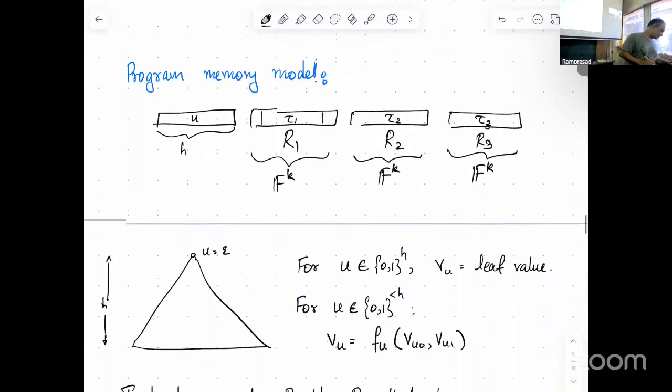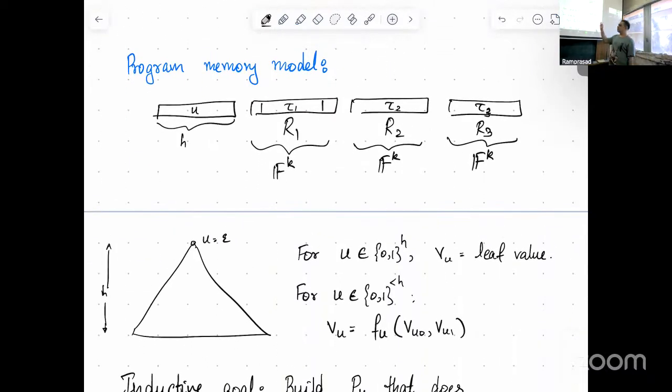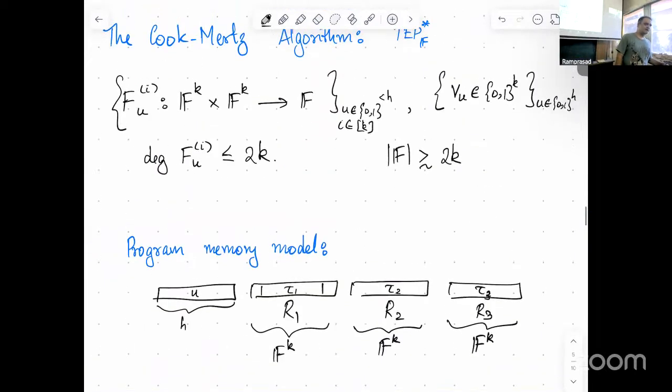Good. And let's pick some notation. Let's call V_U, when U is of maximal length, that is, of length h, the leaf value. Otherwise, V at any intermediate node is you just compute the corresponding function. That's the value of this particular node. This is just some notation. So on the field size choice: once we see the algorithm, we'll see that I will need the field to be at least as large as the degree of these f's. That's the reason why I'm working with a field size just above 2k.